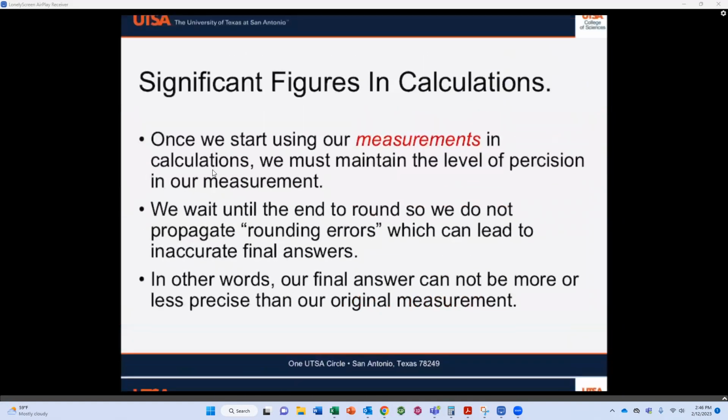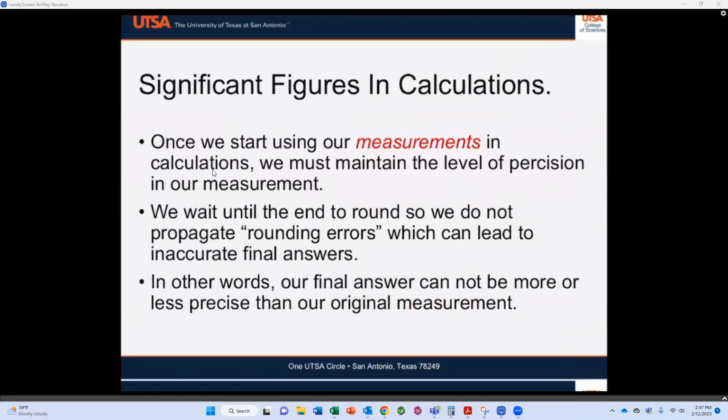So again, I'm going to remind you that when we're doing calculations with significant figures and measurements, we have a limit as to what we know about the measurement. And our final answer in a calculation has to reflect either the precision or the certainty of the measurements we use in those calculations. A lot of times we're going to be doing multiple calculations, and so it's important to remember that you round at the end.